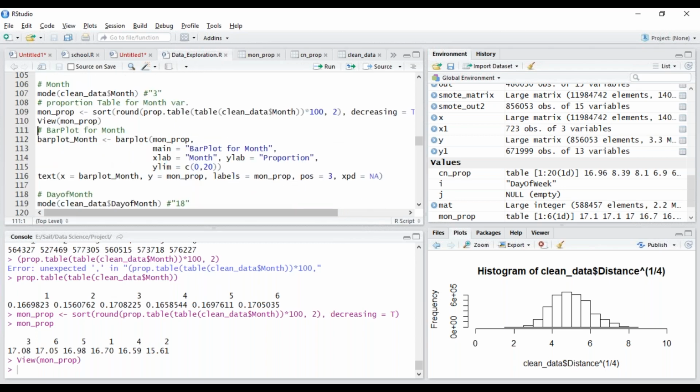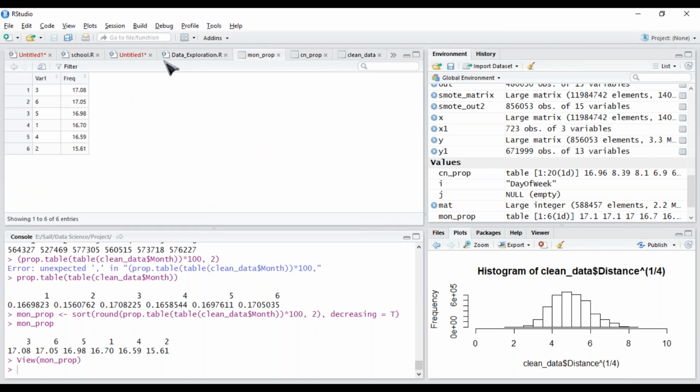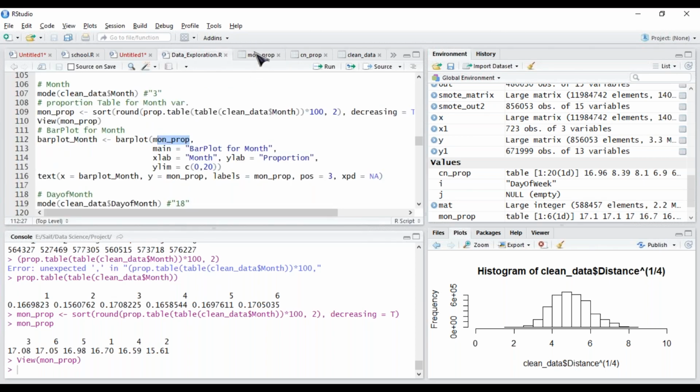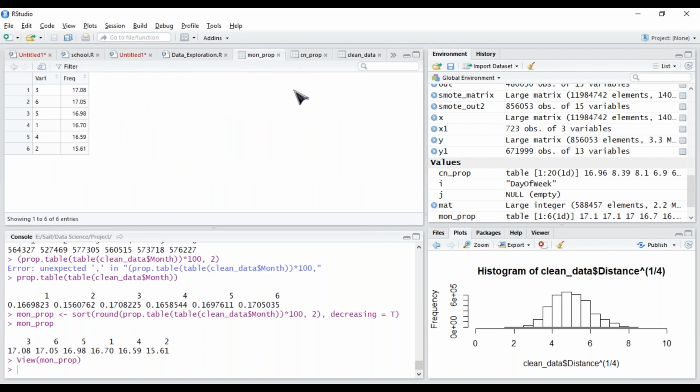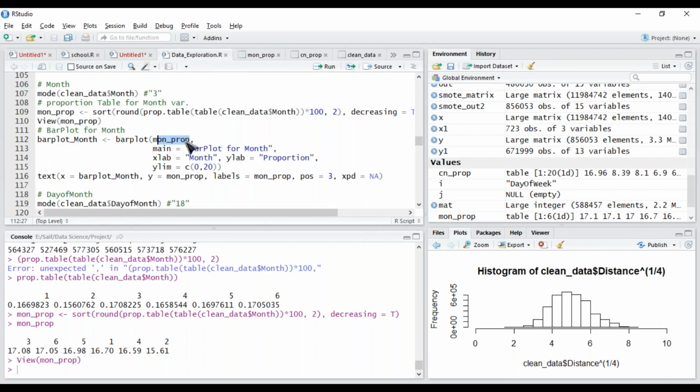Now you have to represent the same thing in your bar plot, the visualization. So I'm representing that using a bar plot, and I'm using the object as mon_proportion. I'm using this one to represent the bar plot because it's taking the frequency as well. You cannot use just a variable. You also have to use the frequency.